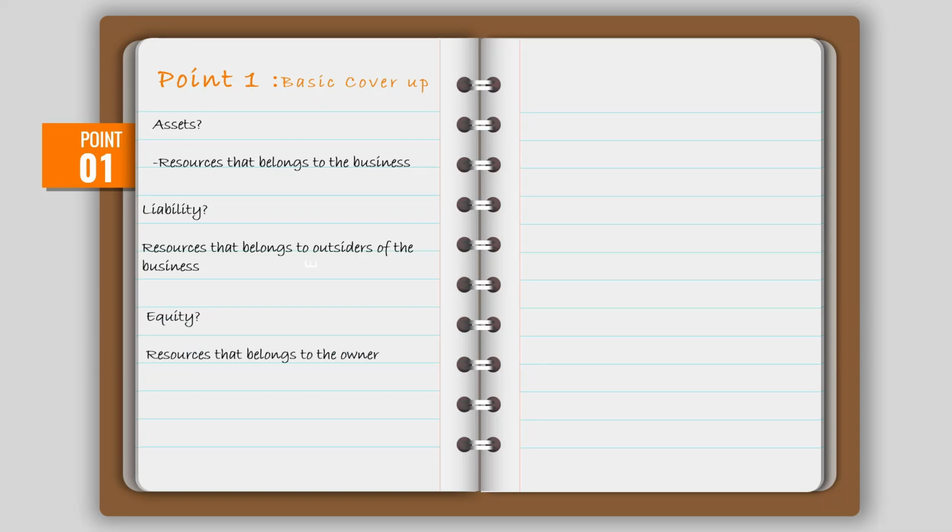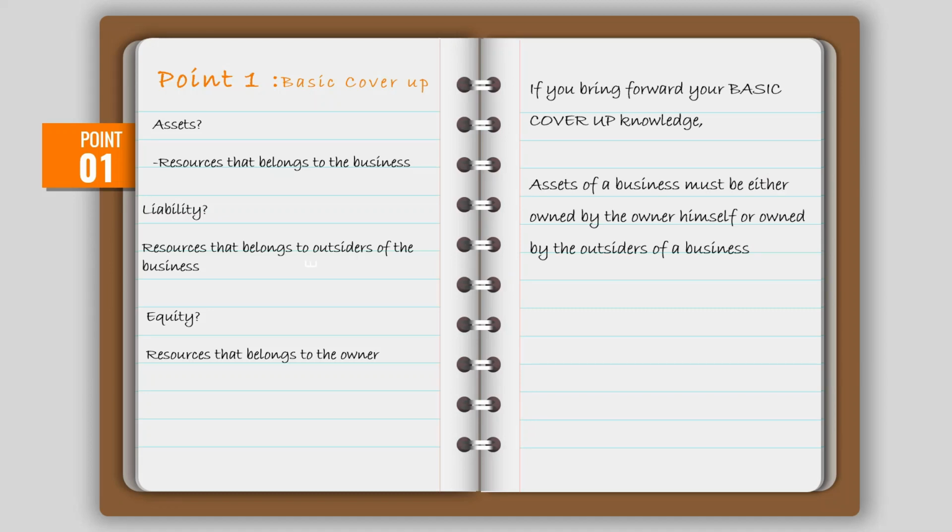Now if you bring your basic core of knowledge, you all should have understood that assets of a business must be either owned by the owner himself or owned by the outsiders of a business. Therefore, the basic accounting equation can be illustrated in this way. Assets, resources that belong to the business, equals equity, resources that are owned by the owner, plus liability, resources owned by the outsiders. This is the basic knowledge that you all have to carry forward from the previous session.